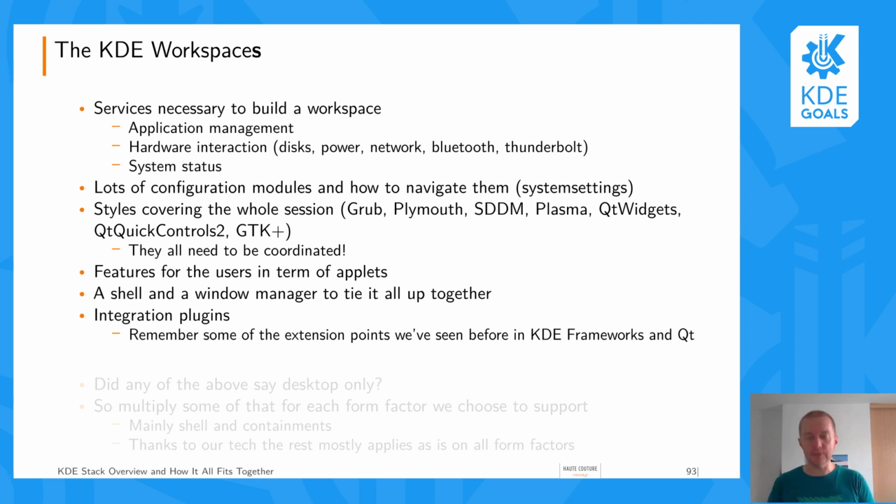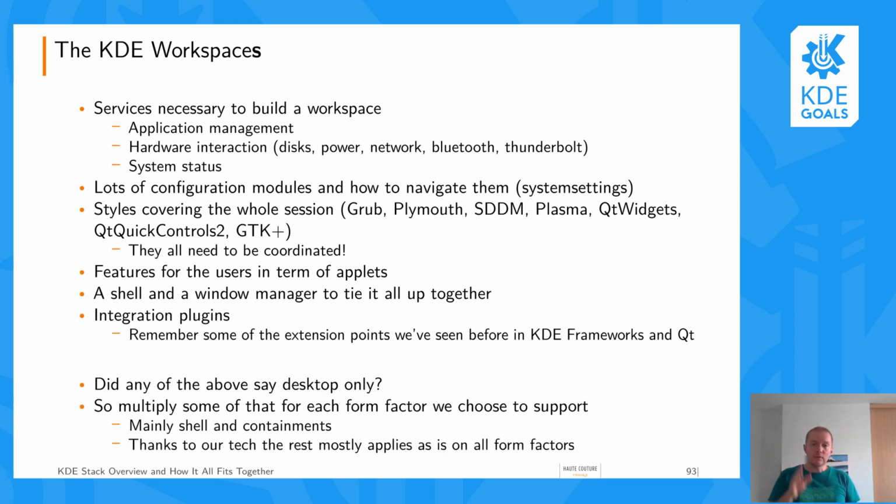So there's lots of themes. And they all need to be coordinated. You don't want something to look foreign compared to the other ones. You need to also provide the features for the users, and that will be provided by applets. You need to provide a shell, a window manager to tie it all up together, and the integration plugins. Remember, we started to mention integration plugins in the previous section because of the integration points between KDE Frameworks and Qt. In that list, even though that's a fairly long list, none of that says desktop, right?